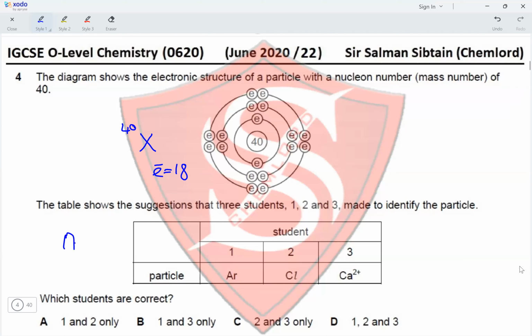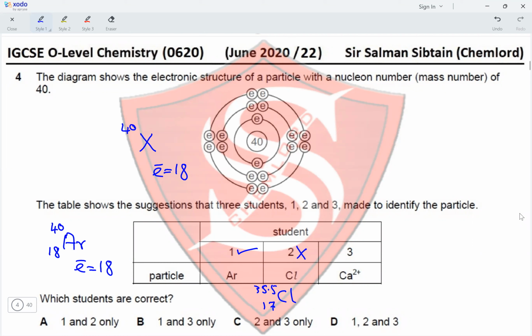So argon has a proton number of 18, which means number of electrons will also be 18. And it has mass number of 40. So it could be argon. Yes. Student 2 suggested it is an atom of chlorine. So for chlorine, the mass number is 35.5 and the atomic number is 17. So it is not even fitting the data that was provided in the question, which is the nucleon number should be 40. So this is definitely not it.